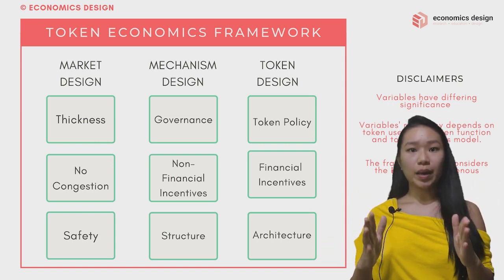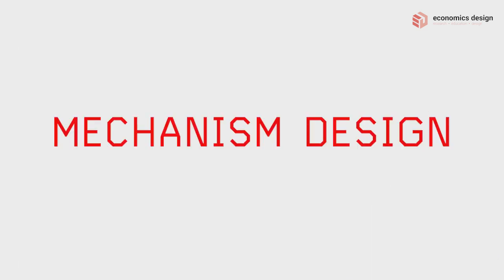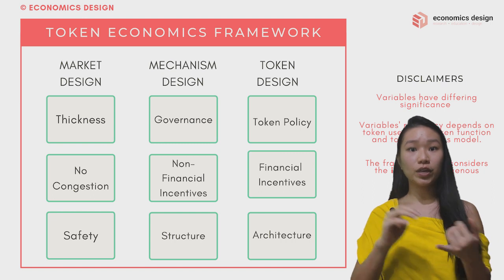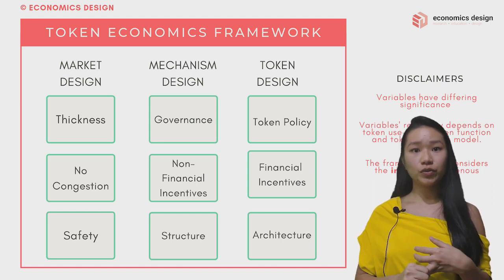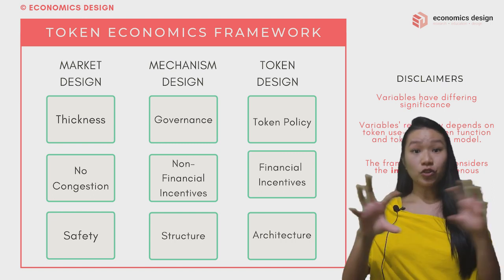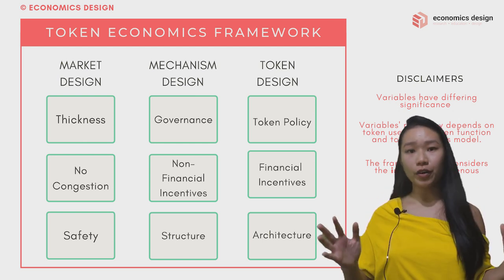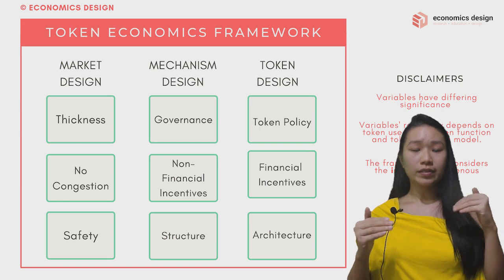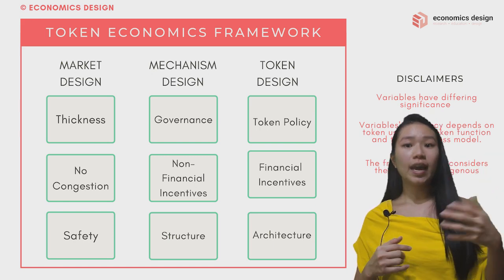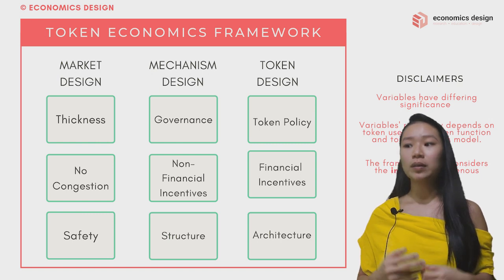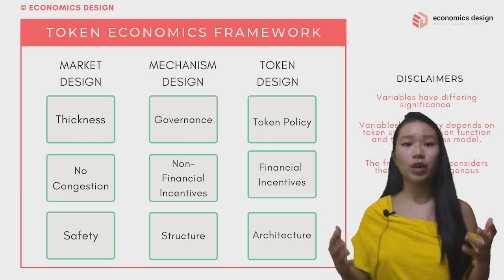Let's move on to the second pillar, mechanism design. Mechanism design looks at the rules of the game. And in mechanism design, we're looking at a few things. We're looking at governance, non-financial incentives, as well as structure. There are so many different variables, right? And each variable has different weightage. Not all variables are equally important. Some variables are way more important, and I would say that governance is the most important of all the variables available, but that could also depend on your type of ecosystem.